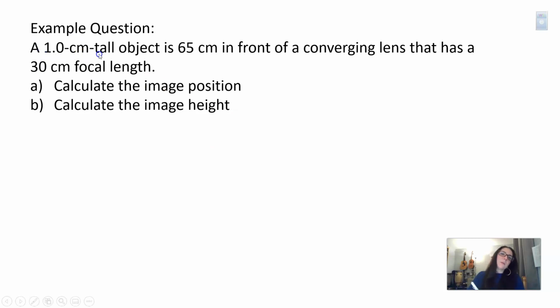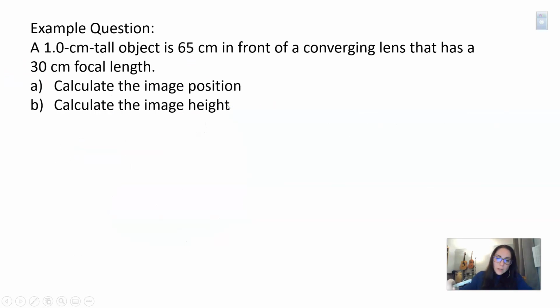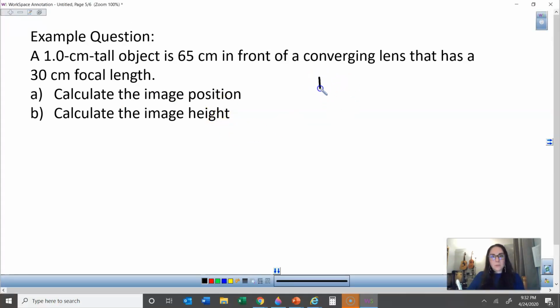So we have a 1 centimeter tall object that's 65 centimeters in front of a converging lens that has a focal length of that. Calculate the image position and its height. Oops, I'm not ready for that just yet. All right, so essentially we're going to be using the 1/f = 1/do + 1/di equation.